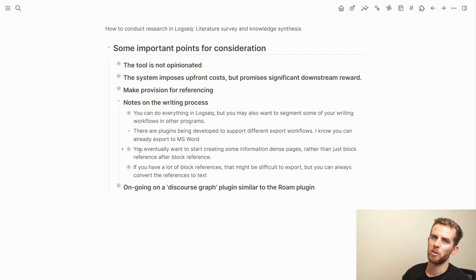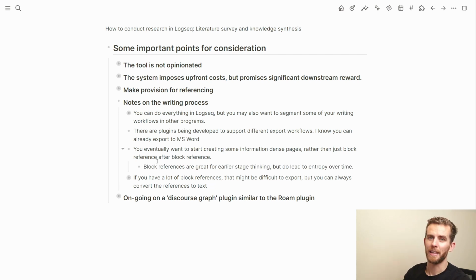You eventually want to start creating some information dense pages that you are writing in your own words, instead of just using block reference after block reference. Block references can be a little bit chaotic. They need maintenance. They are great for your earlier stage thinking, but can definitely lead to entropy and chaos over time. So it's important to switch over at some point to writing in your own words, and you can still reference those block references.